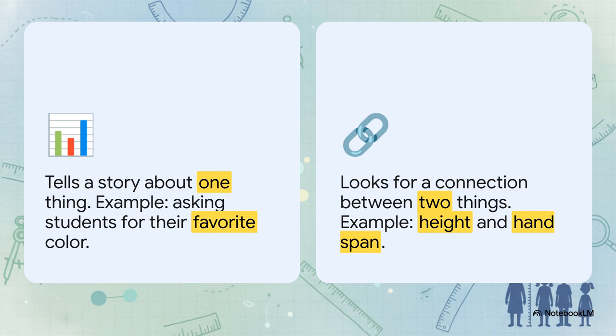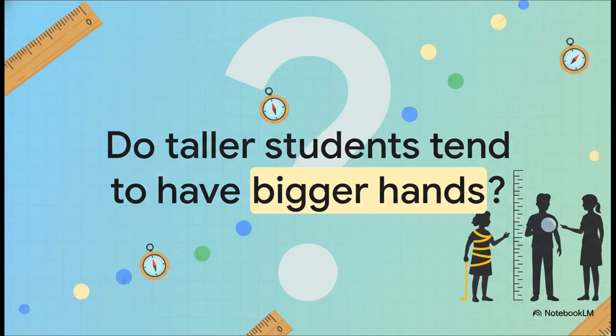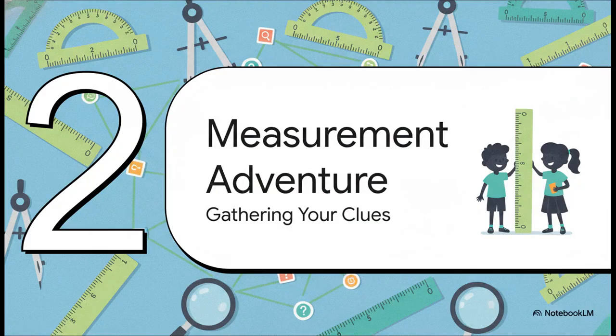But on the right, that's where our real adventure begins. Two variable data is all about looking for a link between two things. And that leads us to our big mystery for today. Do taller students tend to have bigger hands? Now, we can't just guess, right? We need evidence. We need clues. We need data. So, it's time to gear up and actually gather those clues.